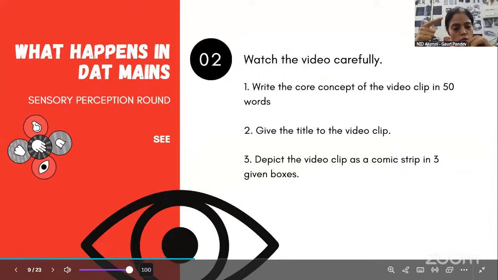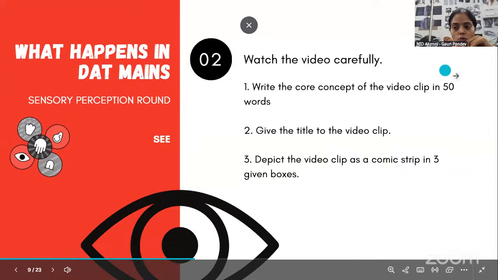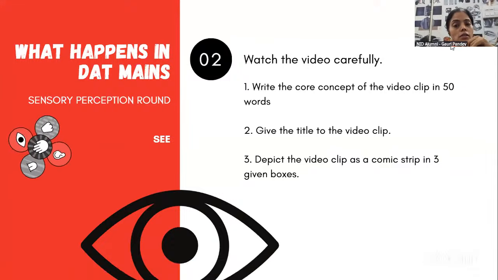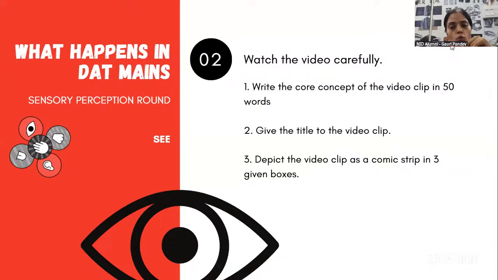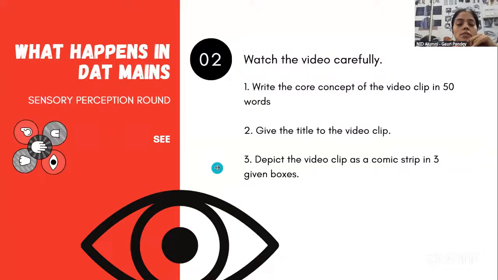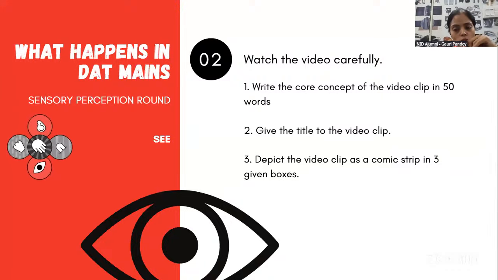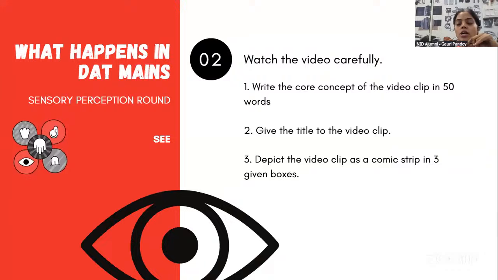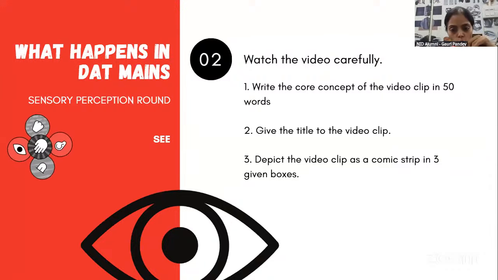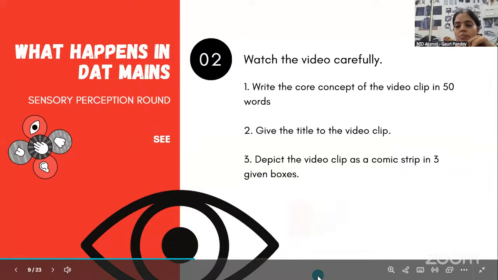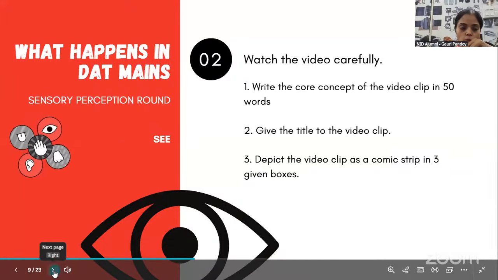So one was the sound, the second was a video. Again, the questions were given before. Here you have to write the core concept. The core concept means the central idea of the video that you're going to see, and you write it in 50 words. The second task was to give a title to the video clip. And finally, depict the video clip as a comic strip in 3 boxes. So we'll see it now.